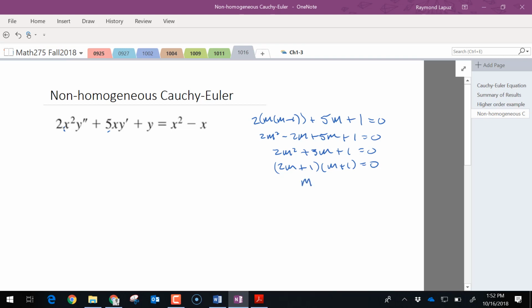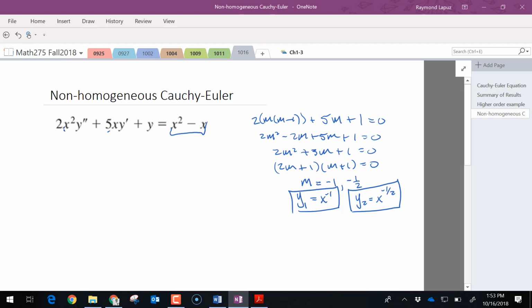So we got a couple of solutions. Distinct real roots. m is equal to -1 and -1/2. So my y1 is equal to x to the -1. My y2 is equal to x to the -1/2. If this was a homogeneous differential equation, I'd be done. I just write this as a linear combination of C1 and C2. But I have this right-hand side. So we have to go through the variation of parameters.